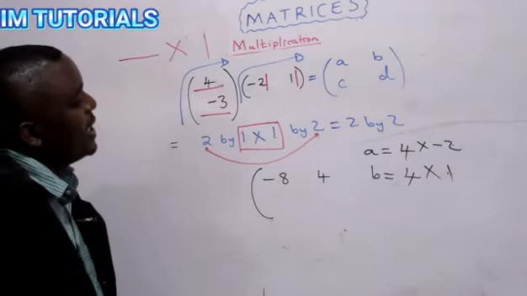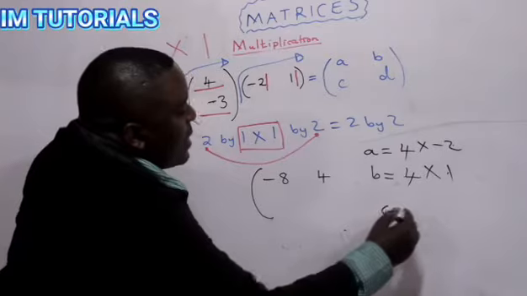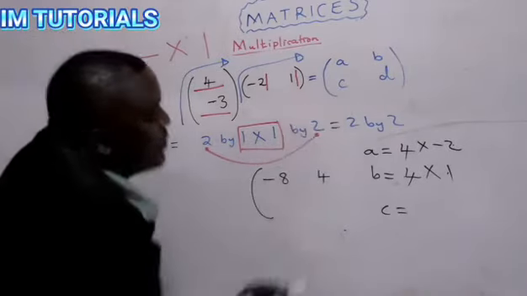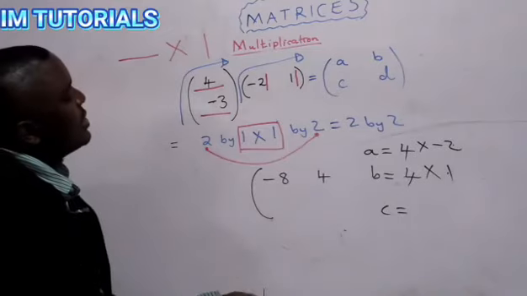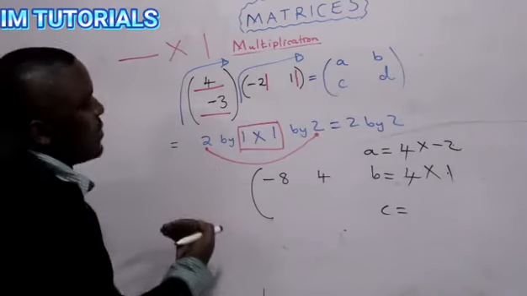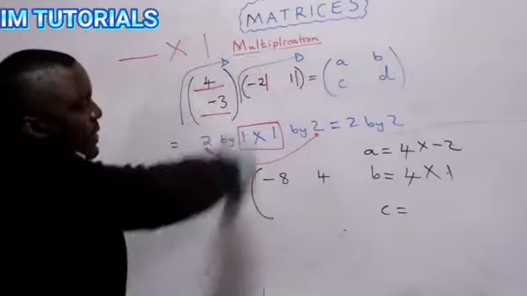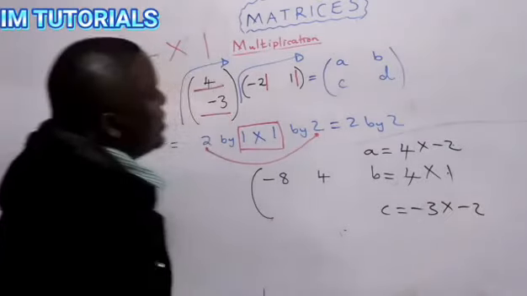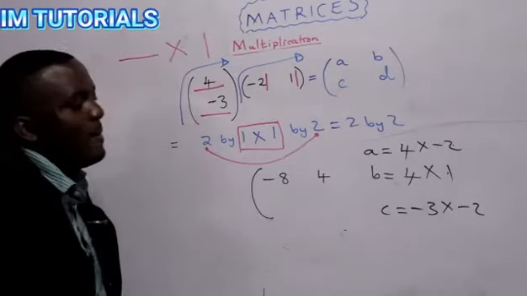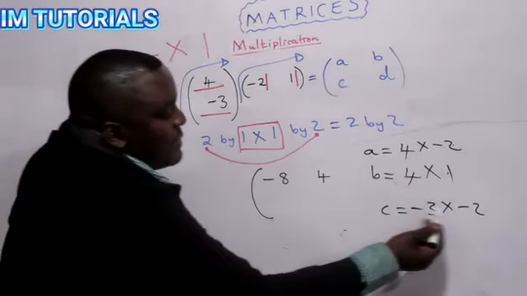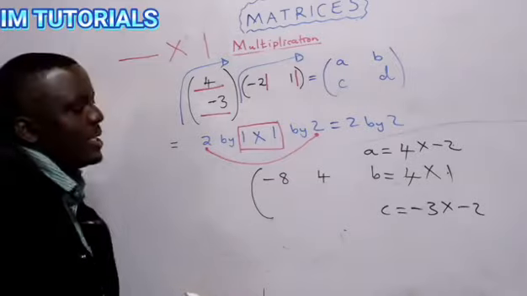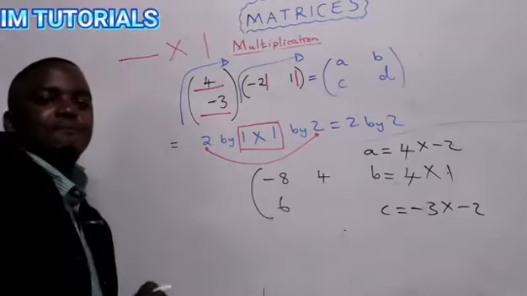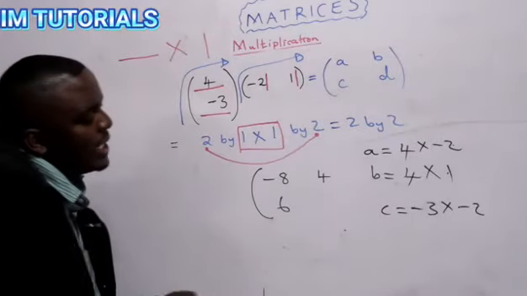Right. Then we move on to C. C is a letter which is below, right? So you are going to use the bottom row and first column. So minus 3 is going to multiply minus 2 to get C. Minus 3 times minus 2, it's negative times negative, you get a positive result. So 3 times 2 produces 6. I hope you are listening.